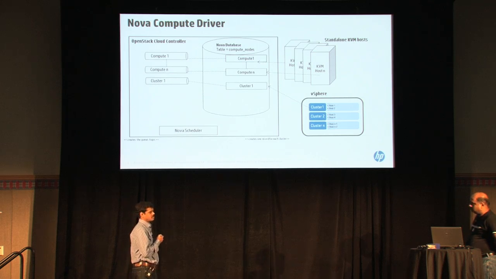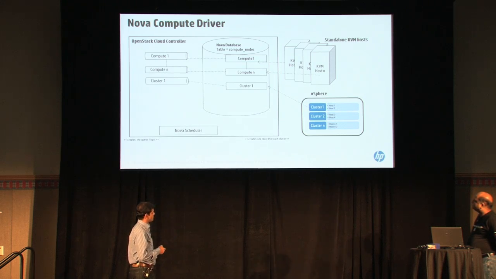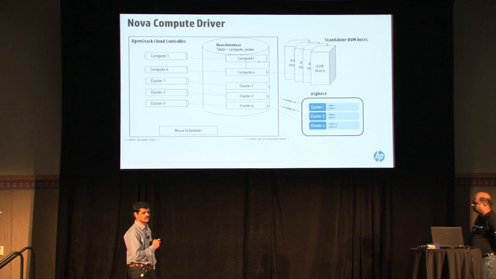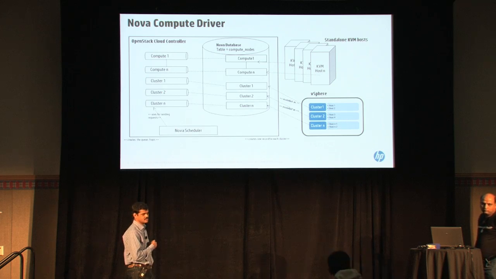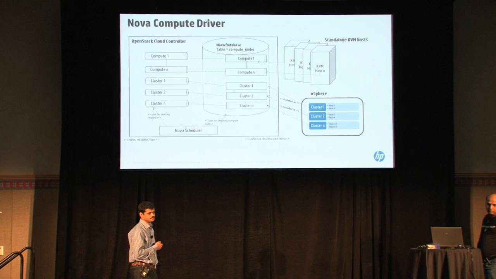So when we compare the same with the vSphere vCenter driver, which exists in Grizzly, you are modeling the cluster as a compute. So for each of the computes, you will see an entry in the compute table. This is what is currently available. And Nova Scheduler uses the queue which is created to pass the request to a particular compute, and that's how it gets the instance created on a particular compute.